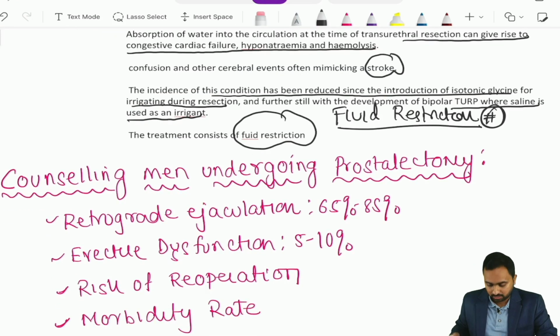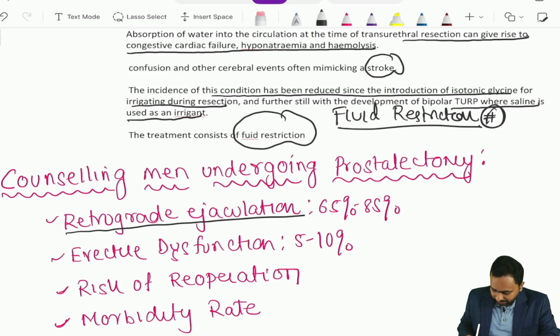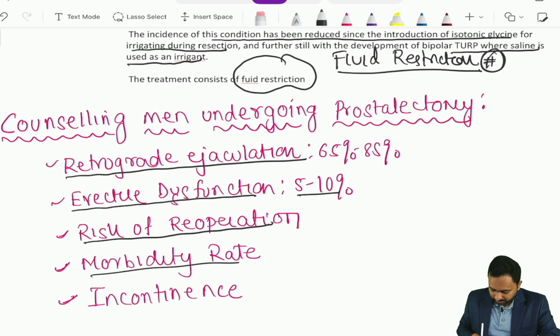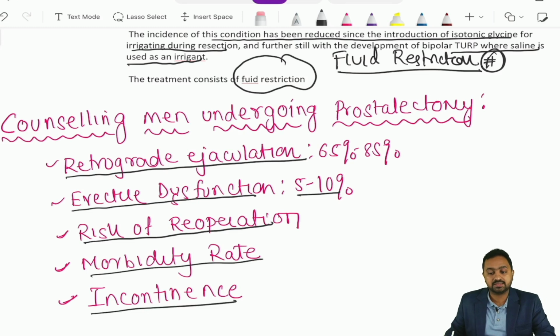Now, a last important point is, what are the things that you need to counsel your patient about before he goes for prostatectomy? It includes retrograde ejaculation, erectile dysfunction, which is seen in 5 to 10%, risk of reoperation, morbidity rate and incontinence, right. So, these were a few important points with respect to BPH and TURP. Please do not forget to revise water intoxication, where you have hyponatremia, and treatment would usually consist of fluid restriction. Thank you.